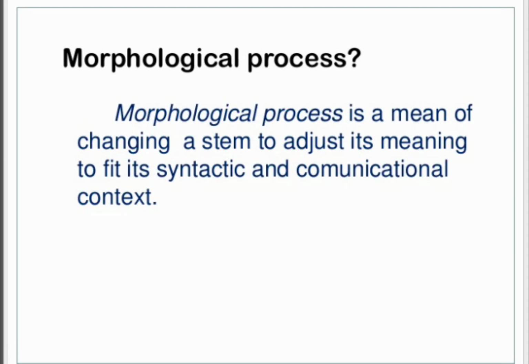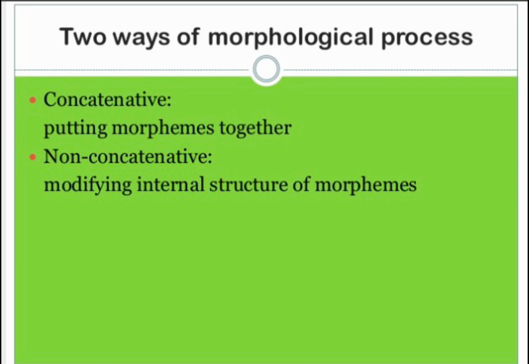Morphological process is a means of changing a stem to adjust its meaning to fit its syntactic and communicational context. There are two ways of morphological process. First is concatenative. Concatenative is putting morphemes together. The second is non-concatenative. We can call it modifying the internal structure of morphemes.